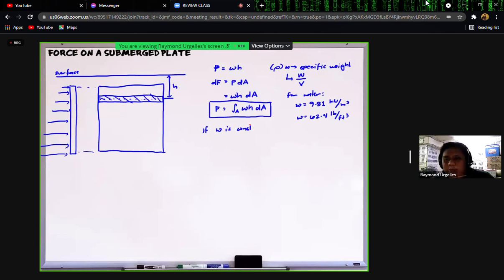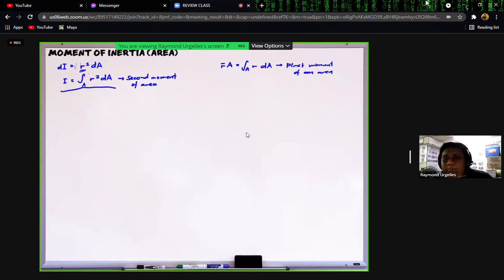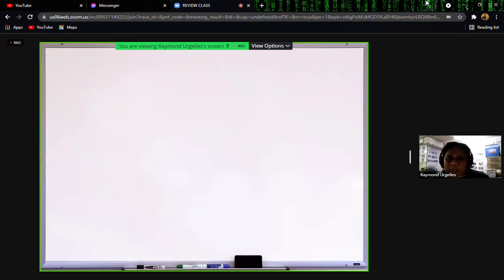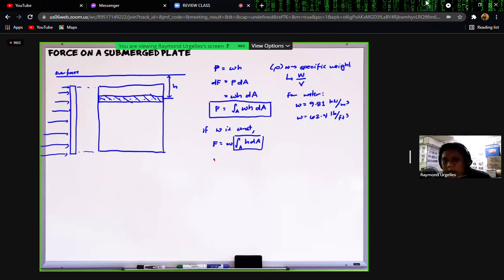So now, omega is constant. Pag constant yung omega natin, pwede natin siya ilabas ng integration. So therefore, the force will be omega, integral ng h dA, over the area. But as you can see, itong term na to, this is the first moment of an area. Pag first moment of an area, equal lang siya dun sa centroid times the area. So pag alam natin yung location ng centroid nung naka-submerged na plate, kahit hindi tayo mag-integrate, this is simply omega h bar times the area.